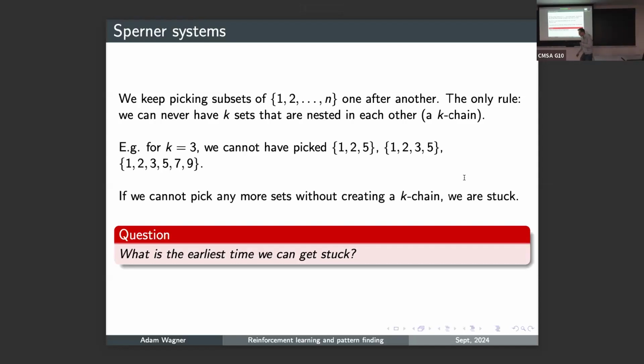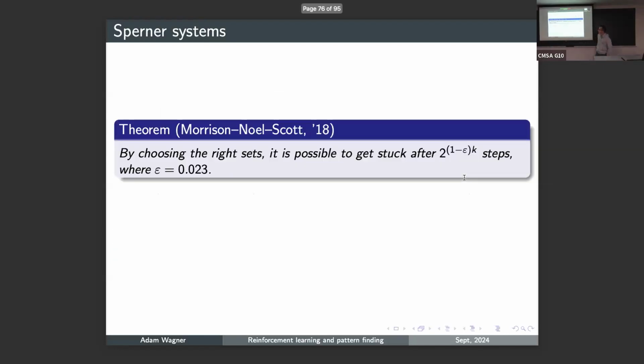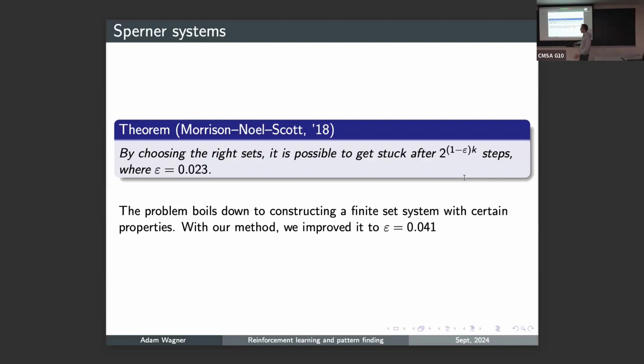This is a question that is completely open. If you think about it for 5 minutes, you realize that it's very easy to get stuck after 2 to the k steps, but there's a very nice breakthrough result from a couple of years ago where Morrison and Scott showed that you can actually do exponentially better. You can get stuck in exponentially fewer than 2 to the k steps. They also had a certain epsilon that comes out of their construction. The good thing about this problem is that it boils down to finite constructions, and you can calculate the epsilon from that. If you find better constructions, you get a better epsilon. So this problem is a perfect fit for our method.